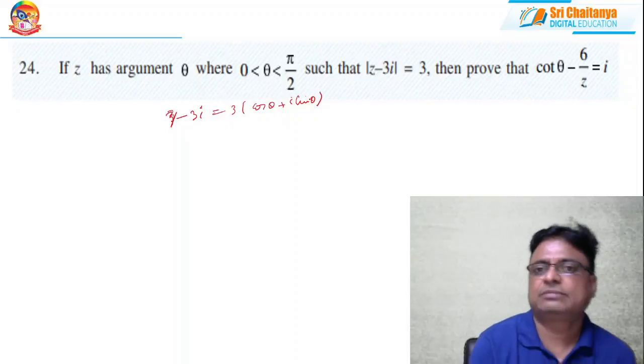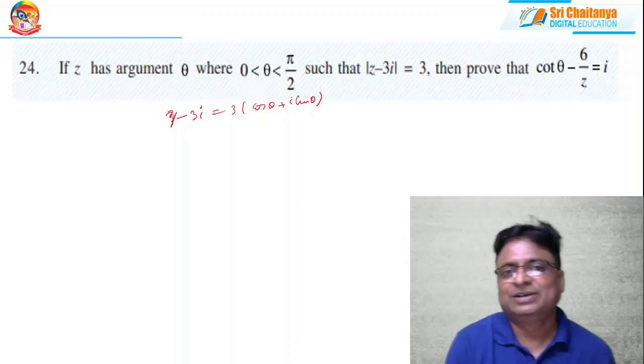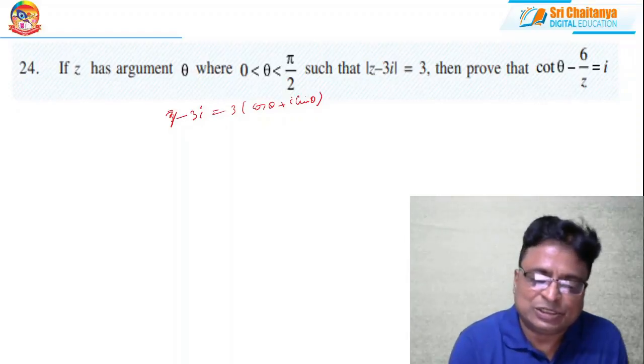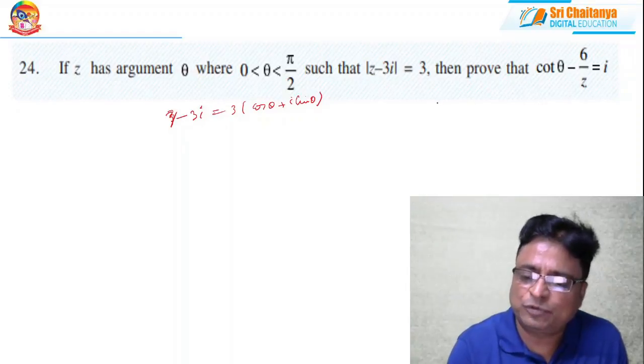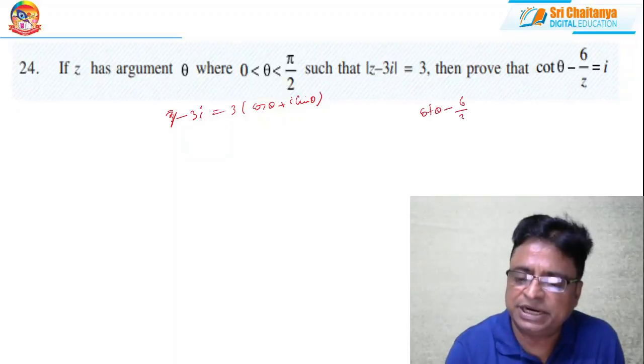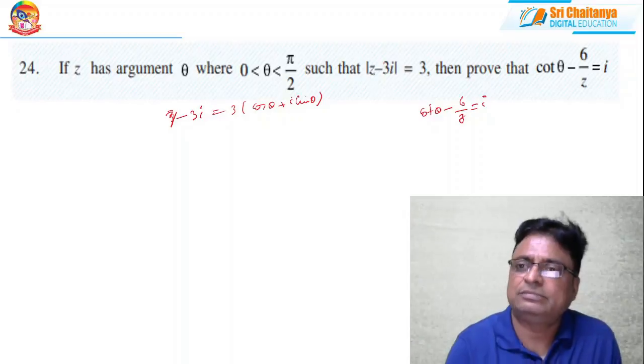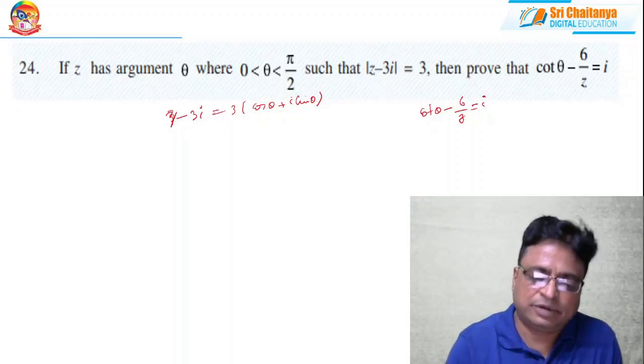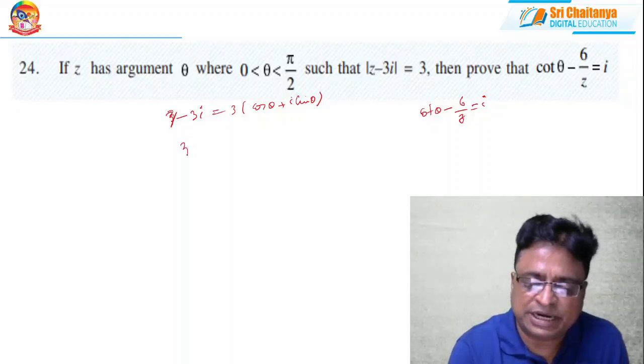This I am considering. Okay. So actually through the problem, cot theta minus 6 by z is equal to i. That is given. Okay. So what is my z?